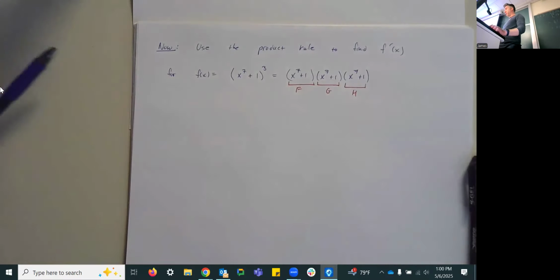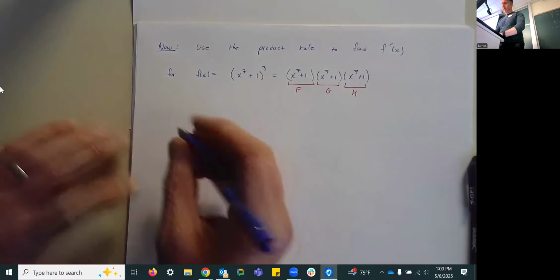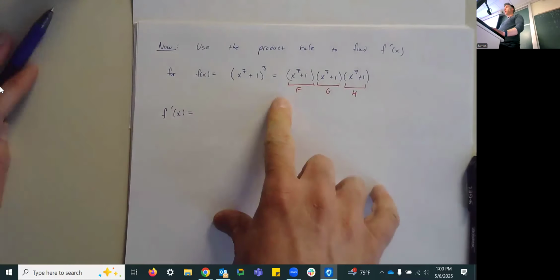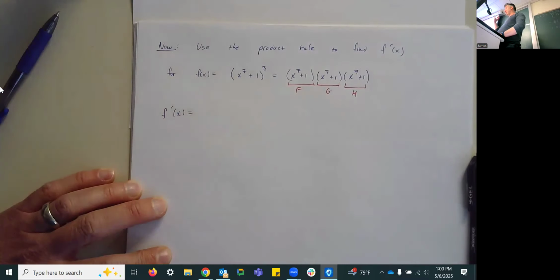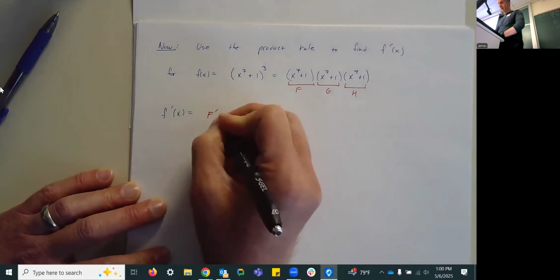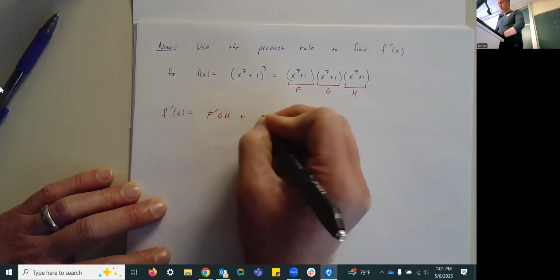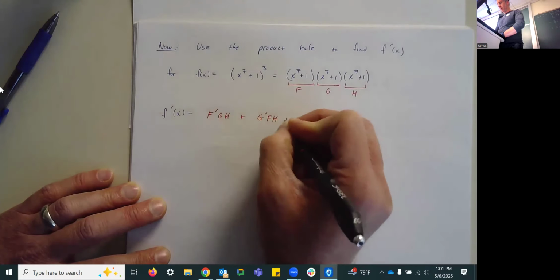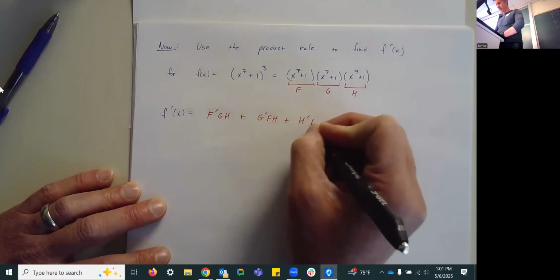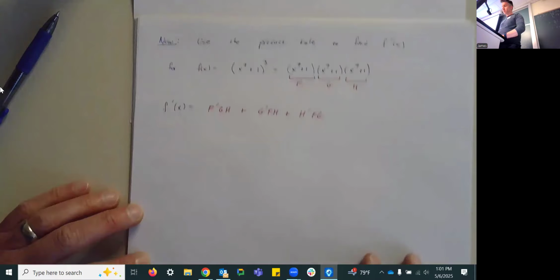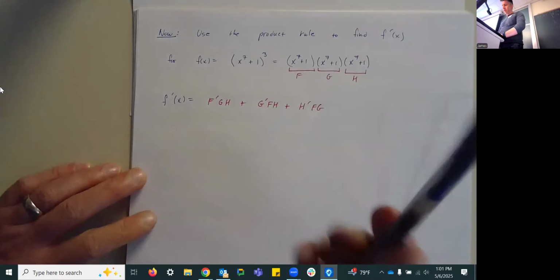As a reminder, just so everyone's on board, if we're going to find the derivative here, each part gets its derivative once and then it's multiplied by the other not-derivative parts. So it should end up looking like the derivative of capital F times G times H, plus the derivative of capital G times F times H, plus the derivative of capital H times F times G. That's how things should look if we're using the triple product rule. So let's see how that looks in actuality.